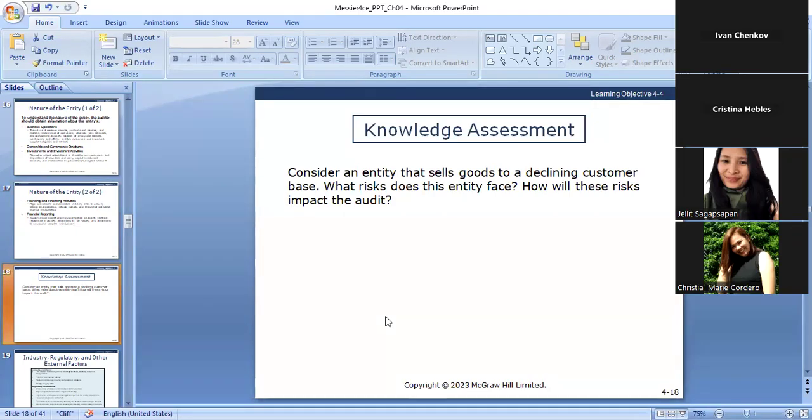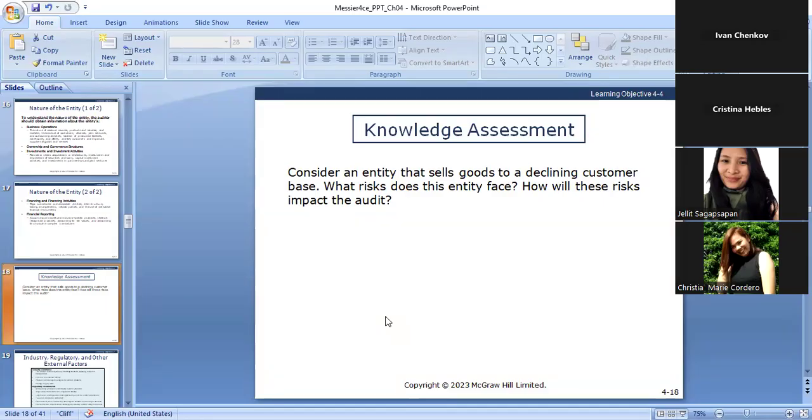Consider the entity that sells goods to a declining customer base. What risks does this entity face and how do those risks impact the audit? Tell me now what you think. You can say whatever you want. Don't limit yourself to one or two things. Tell me whatever you want. Everything will be correct.